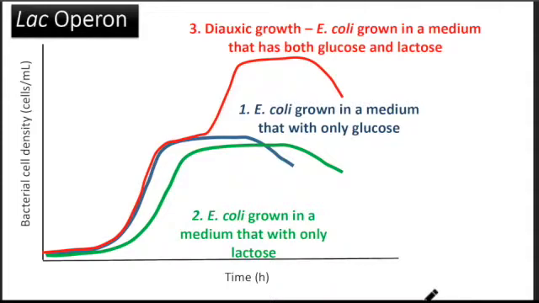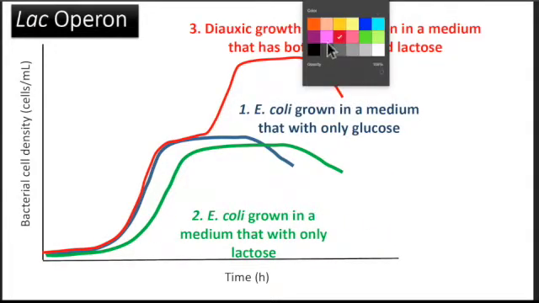coli, the same exact strain. The only difference between them is that here we've got growth only in the blue, growth only in glucose. So it's the only carbon source that it can use, the only sugar. The green one is with only lactose. And you can see that a general growth curve, for example, looks something like this.